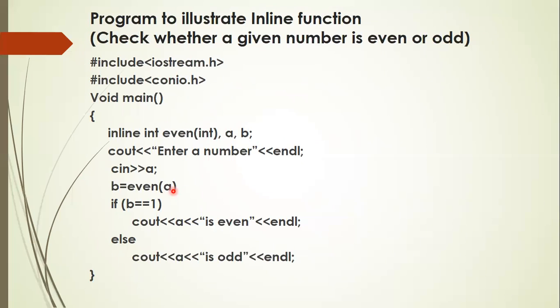If the given number a is an even number, then suppose the value is 14. In that case, b value becomes 1, because 14 is an even number. The function even returns the value 1. If b equals 1, it means the given number is an even number, else the given number is an odd number.